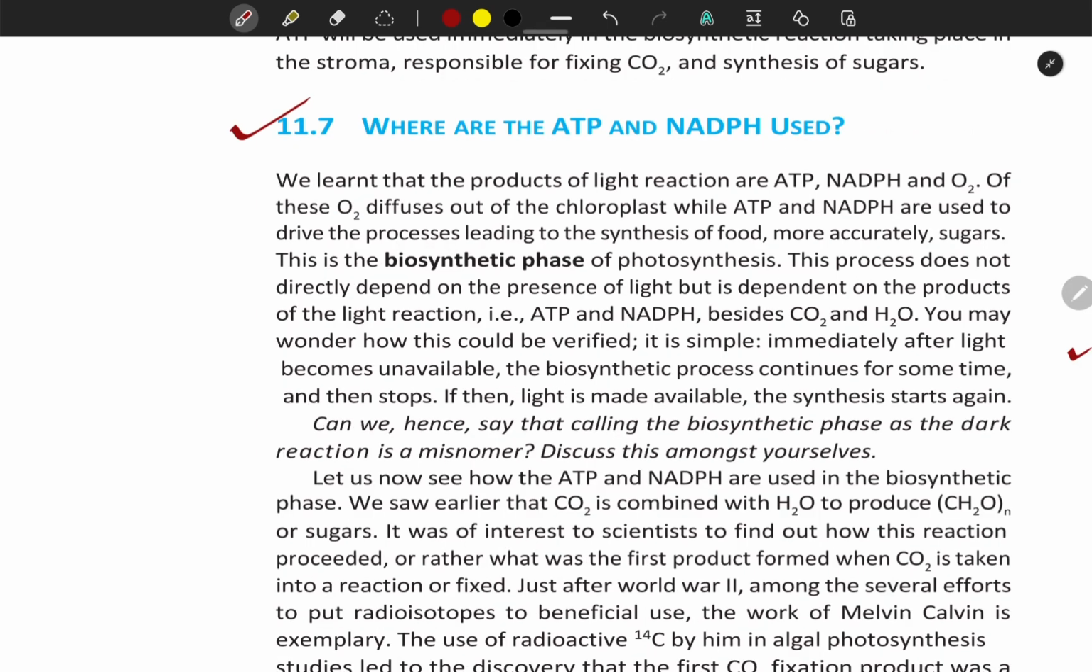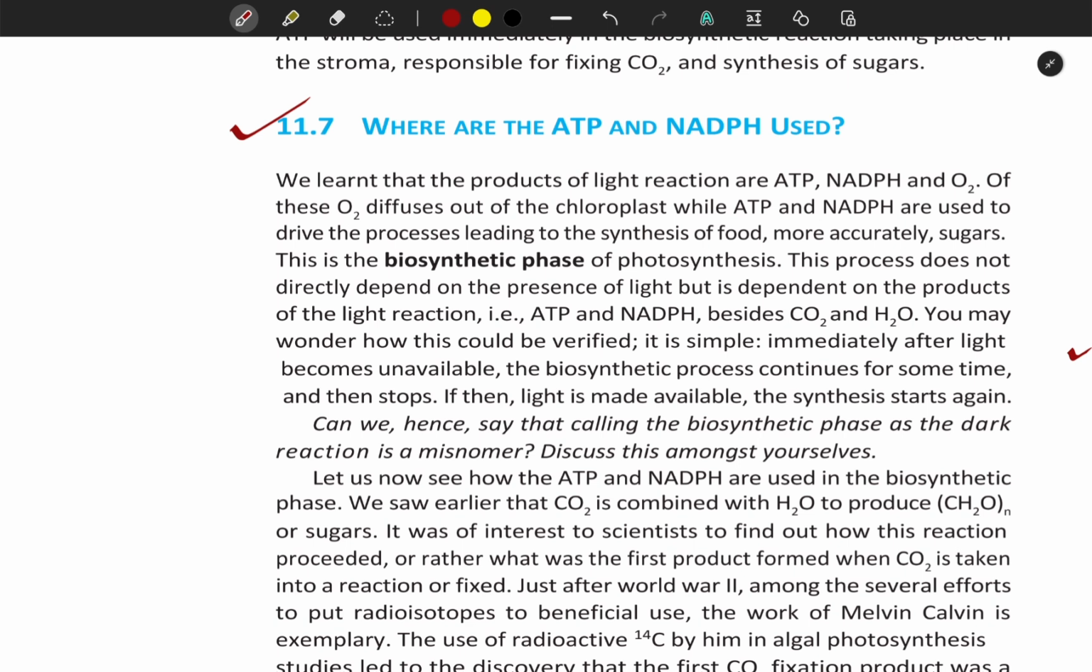11.7. Where are the ATP and NADPH used? We learned that the products of the light reaction are ATP, NADPH, and O2. Of these, O2 diffuses out of the chloroplast while ATP and NADPH are used to drive the processes leading to the synthesis of food, more accurately sugars. This is the biosynthetic phase of photosynthesis.